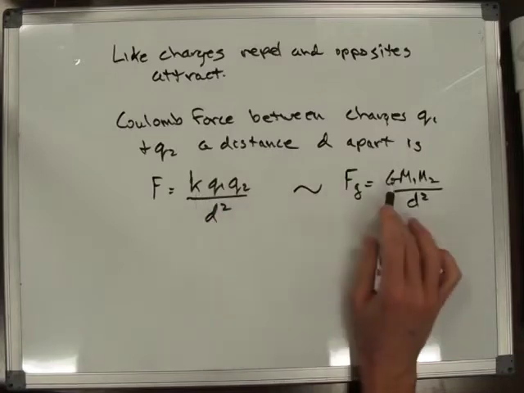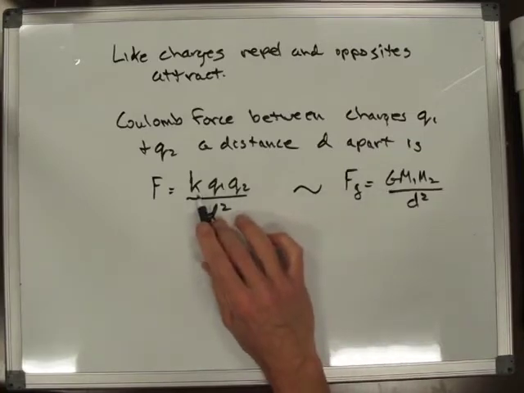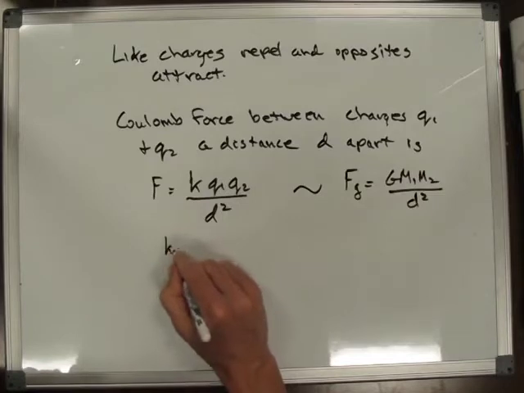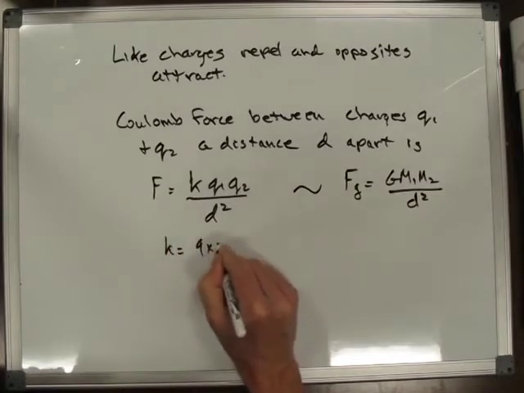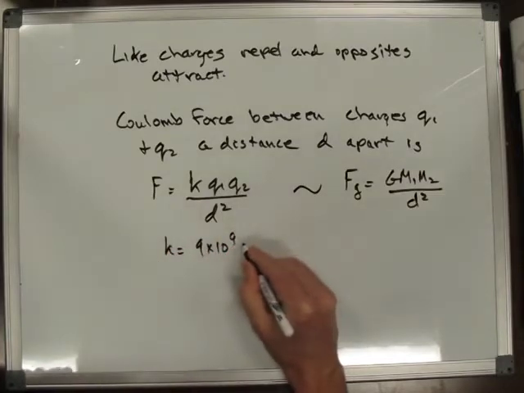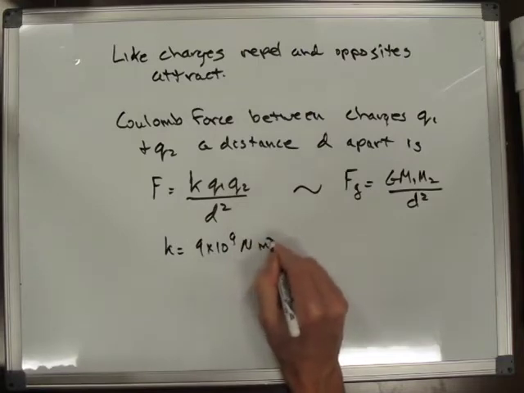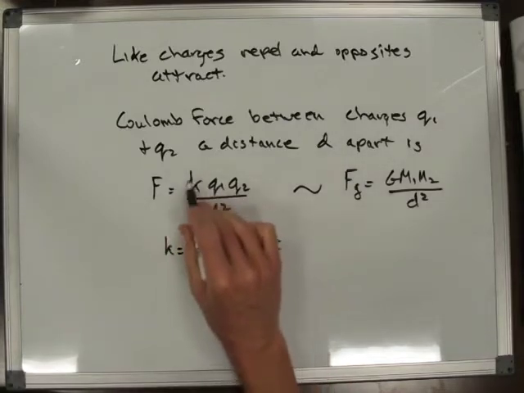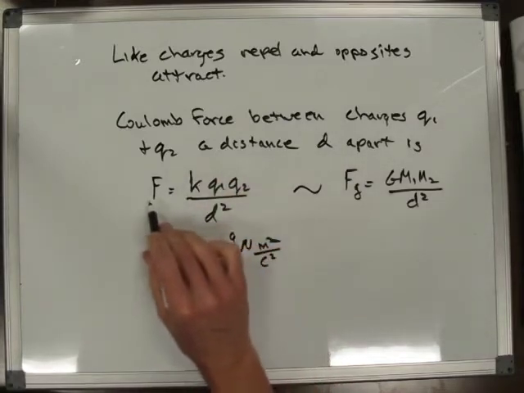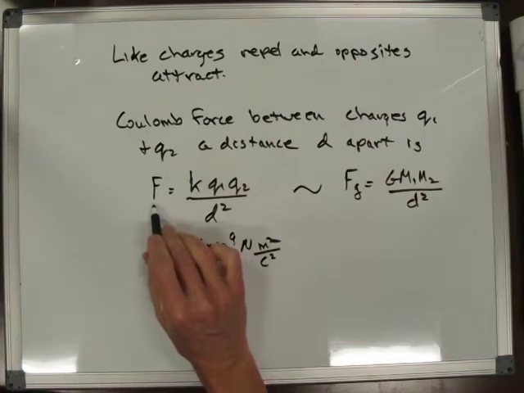This constant, if you remember, the G constant was 6.67 times 10 to the negative 11th newton meter squared per kilogram squared. The Coulomb constant k is 9 times 10 to the 9th newton meter squared per coulomb squared. Notice that this quantity on the right-hand side has to come out in newtons because this is a force, and forces are in newtons.